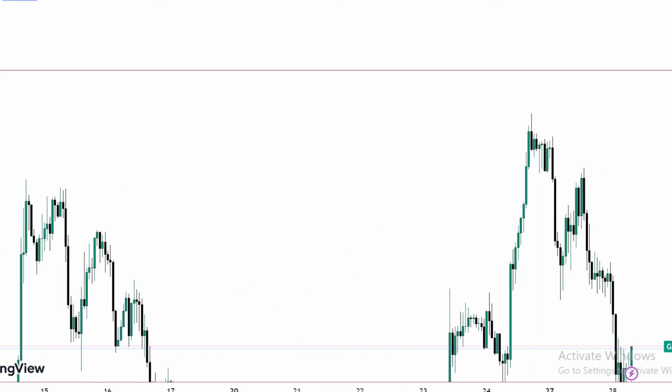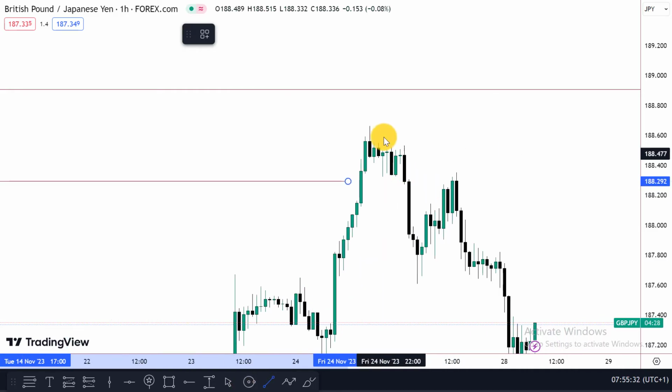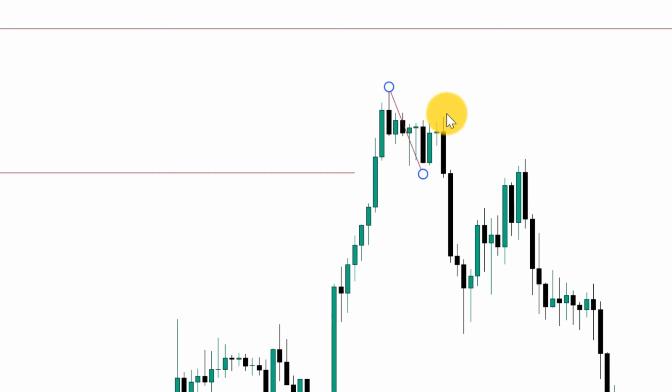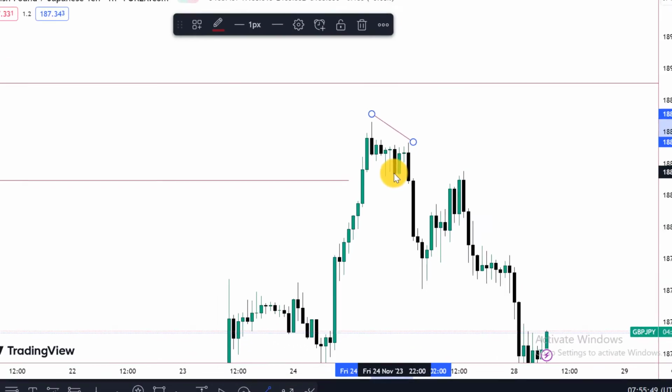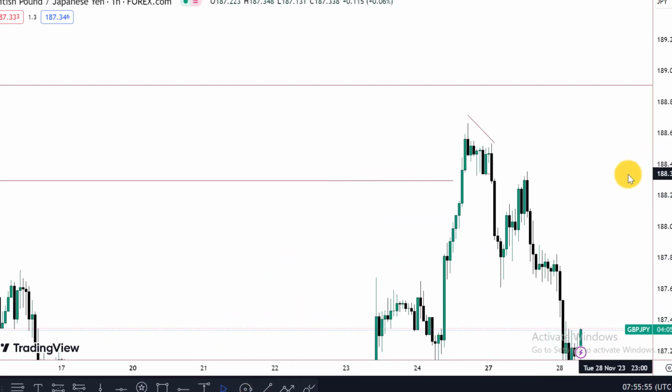Immediately price took out liquidity residing above this external range. You see that price gave us a shift of market structure on the 1 hour. You see this price formed low failure swing. Okay, then price broke structure. You see that? So we had a failure swing here, price failing to take out the previous high, and price broke structure below here. That is market structure shift, all right, on the 1 hour.